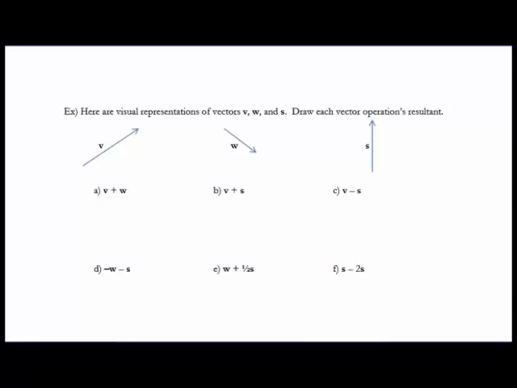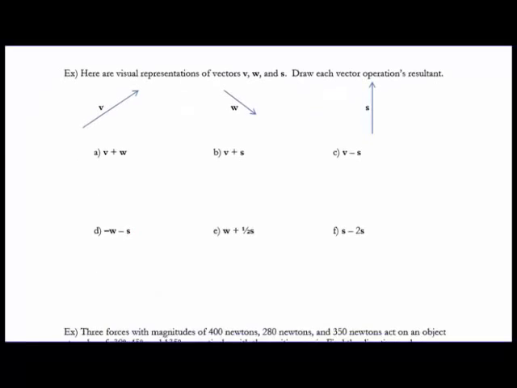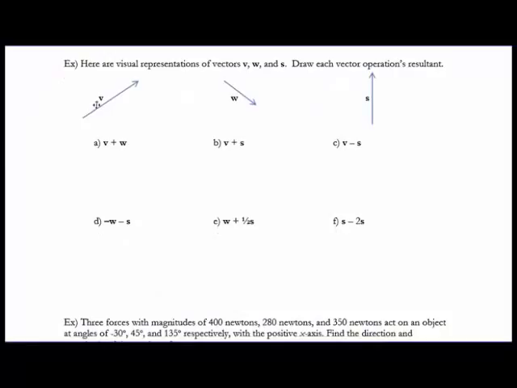All right, now we're going to do kind of the same thing and make sure I have it all. So here are visual representations of vectors v, w, and s. Draw each vector operation's resultant. So I want you to use those ideas that we did before and draw resultants for these 6 things. So what I'm going to do is I'm going to pause it, I'm going to do it behind the scenes, and then quickly go over each of them. I'd like you to also pause it, draw them yourself, and then check your work against mine, okay?